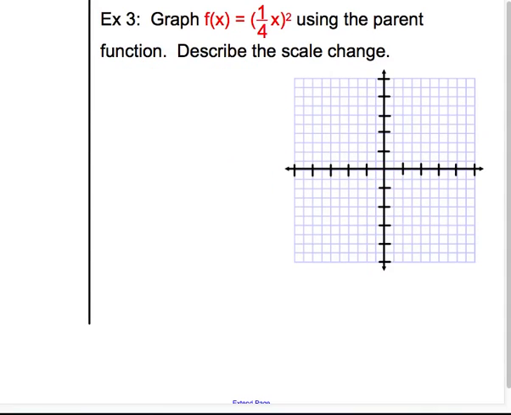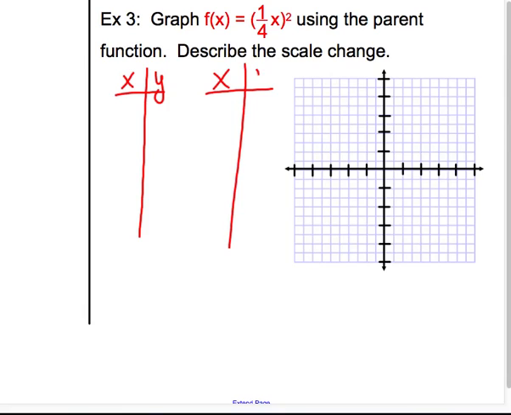This time we're looking at a horizontal scale change. It looks like we're compressing, but really we're stretching by a factor of 4. So when you're doing horizontal scale changes, you multiply your x value by the reciprocal of what's in the parentheses. So our y values stay the same this time, and our x values are multiplied by 4, the reciprocal of 1/4.